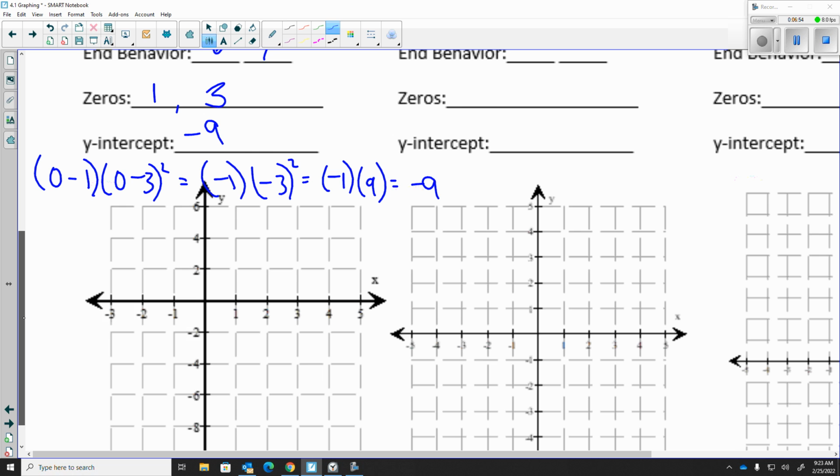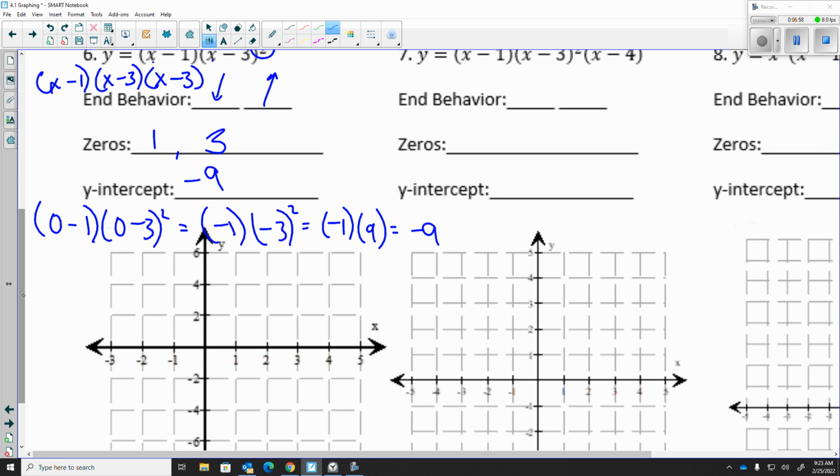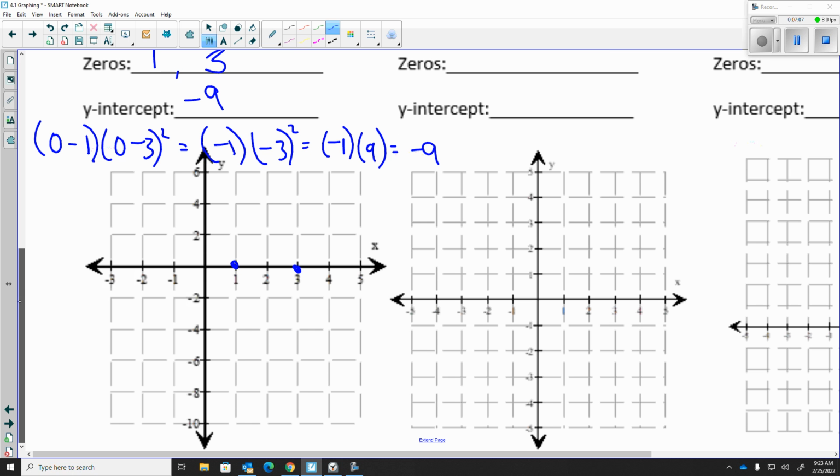The zero's at 1. Oh, boy. I think I get too close to the board. This board is super sensitive. 1, 3. Y-intercept down here at -9.